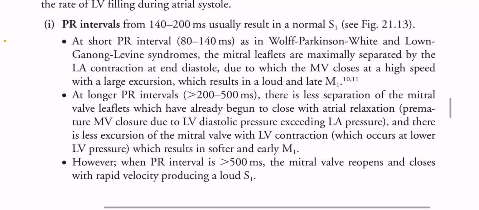PR intervals from 140 to 200 milliseconds usually result in a normal first heart sound. At short PR interval, 80 to 140 milliseconds, as in Wolff-Parkinson-White and Lown-Ganong-Levine syndrome, the mitral leaflets are maximally separated by the LA contraction at end diastole, due to which the mitral valve closes at a high speed with a large excursion, which results in a loud and late M1.